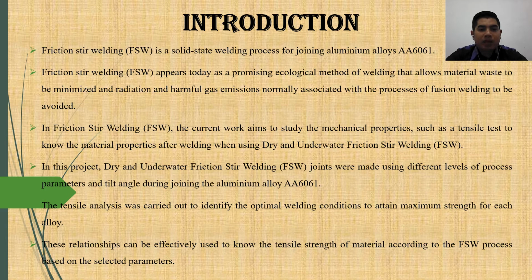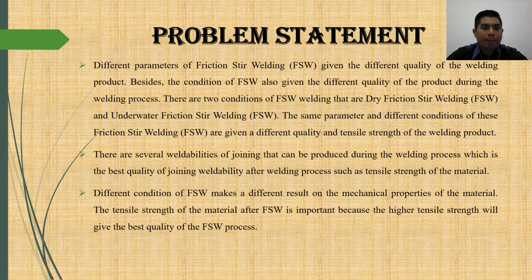In this project, dry and underwater friction stir welding joints were made using different levels of process parameter and tooth angle during joining the aluminum alloy. The tensile analysis was carried out to identify the optimal welding condition to attain maximum strength for each alloy. This relationship can be effectively used to know the tensile strength of material according to the friction stir welding process based on the selected parameter.